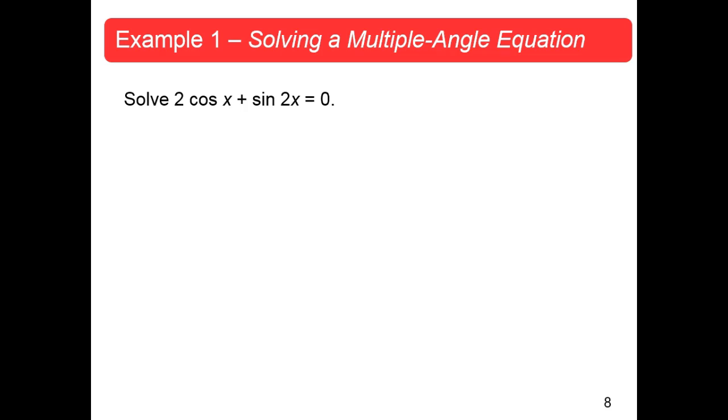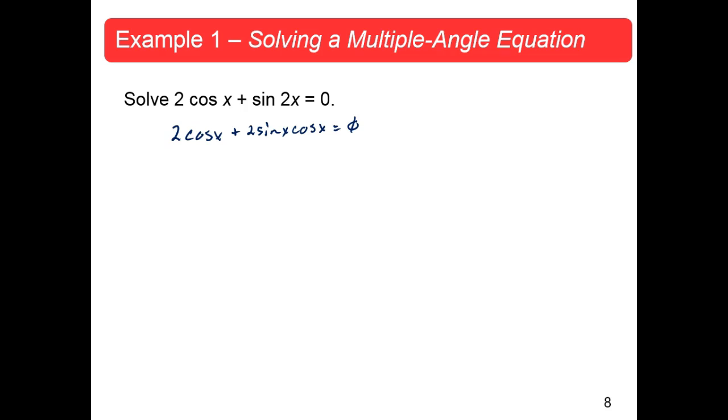So what might we choose to do? What identity can we pick up? Anybody? Double angle formula. Yeah, we can do that. Well, the 2 cosine x stays 2 cosine x. But what does sine 2x become? 2 times the sine of x times the cosine of x, and that's equal to 0. Now, even though that's a little bit longer, it sure has a lot more promise, doesn't it?